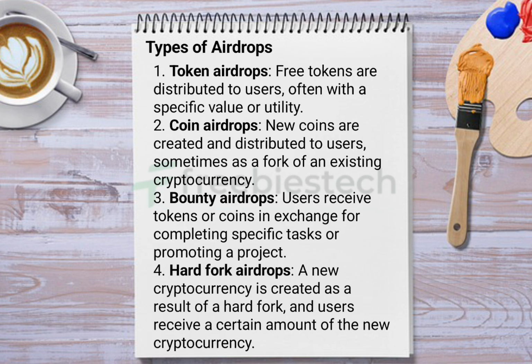Types of airdrops. 1. Token airdrops, free tokens are distributed to users, often with a specific value or utility. 2. Coin airdrops, new coins are created and distributed to users, sometimes as a fork of an existing cryptocurrency. 3. Bounty airdrops, users receive tokens or coins in exchange for completing specific tasks or promoting a project. 4. Hard fork airdrops, a new cryptocurrency is created as a result of a hard fork, and users receive a certain amount of the new cryptocurrency.